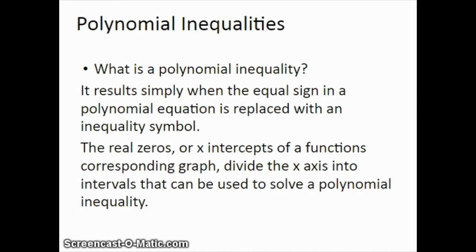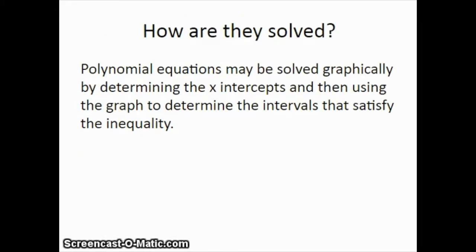So what is a polynomial inequality? It results simply when the equal sign in a polynomial equation is replaced with an inequality symbol. The real zeros, or x-intercepts, of a function's corresponding graph divide the x-axis into intervals that can be used to solve a polynomial inequality. So how are they solved? Polynomial inequalities may be solved graphically by determining the x-intercepts and then using the graph to determine the intervals that satisfy the inequality.